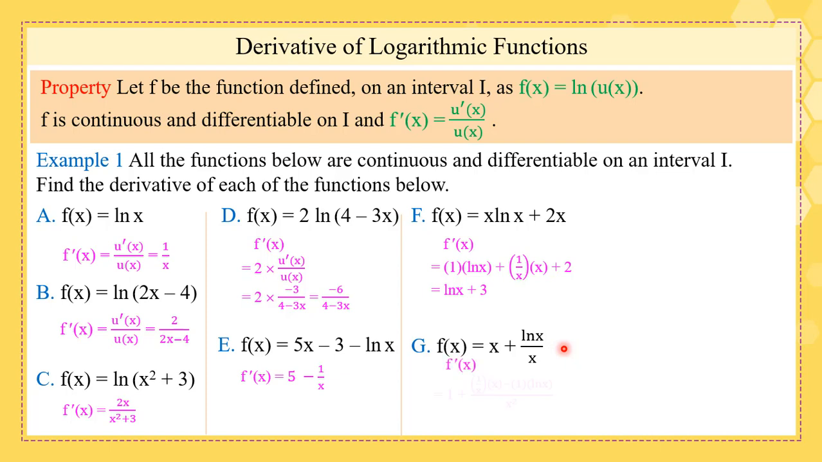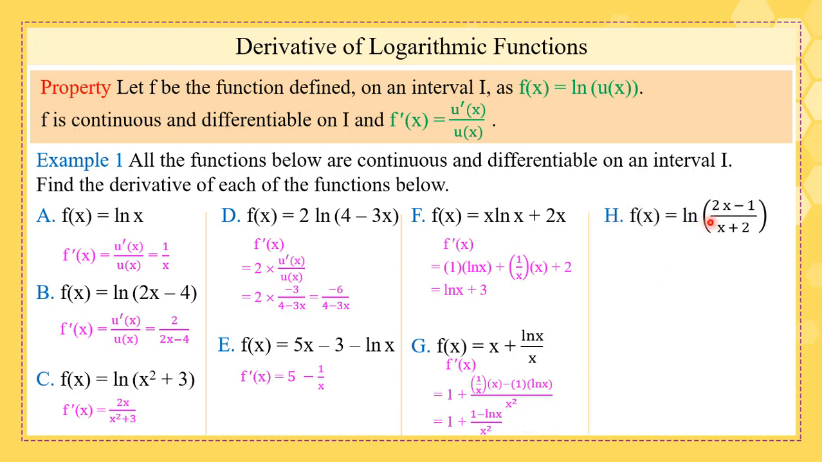Let's see the answer. The derivative of x is 1, and the derivative of ln x over x is u prime v minus v prime u over v squared, where u is ln x and v is x. And remember, dear students, that the derivative of ln x is 1 over x. And after simplification, we get 1 plus 1 minus ln x over x squared.